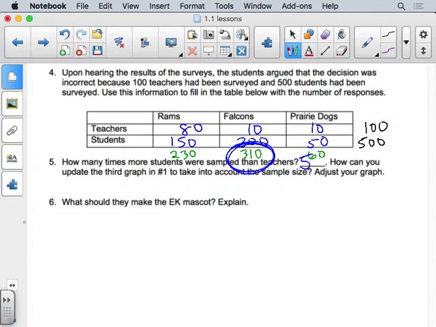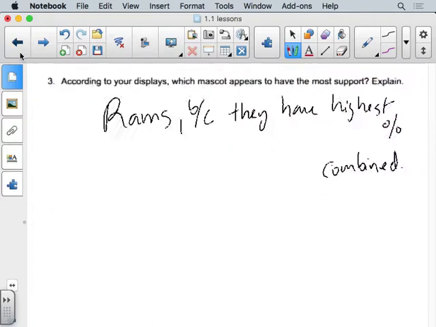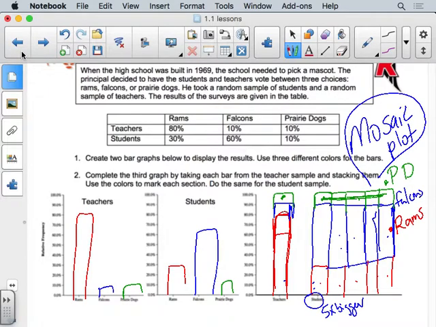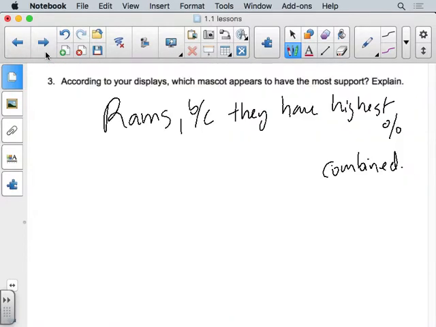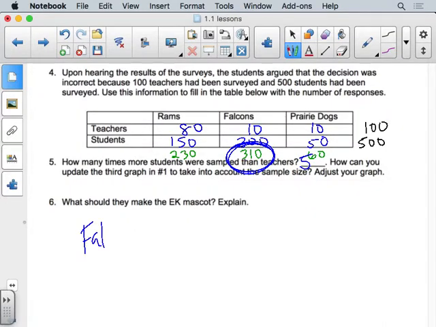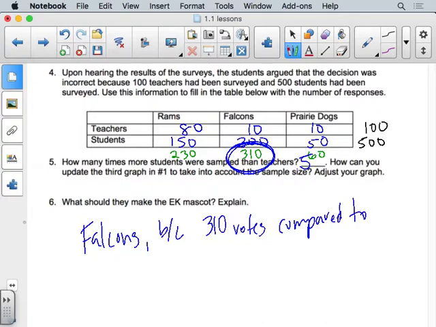And now our mosaic plot showed that too. So if I went back, this plot is showing that there's actually way more blue than red than we thought there was. So I would say Falcons, and you could use the numbers or you can use whatever. I would say because 310 votes compared to 230 and 60, something like that.